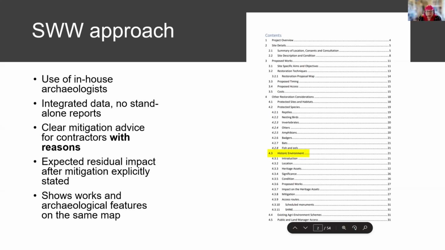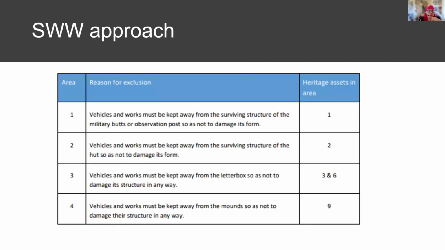They're not saying that there's no impact at all, but they are really spelling it out. And they show works and archaeological features on the same map. Again, they're really integrated. So here's an example of their reasons for exclusion. They have found that their contractors are a lot more engaged if they actually have a reason for why they do it.